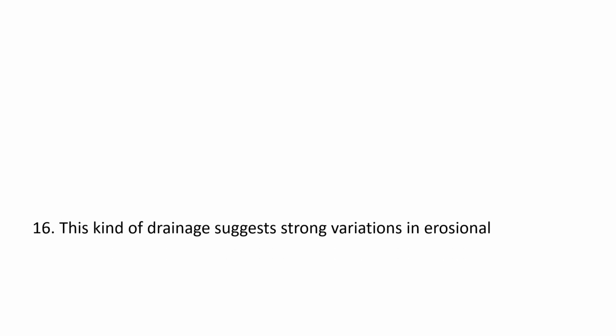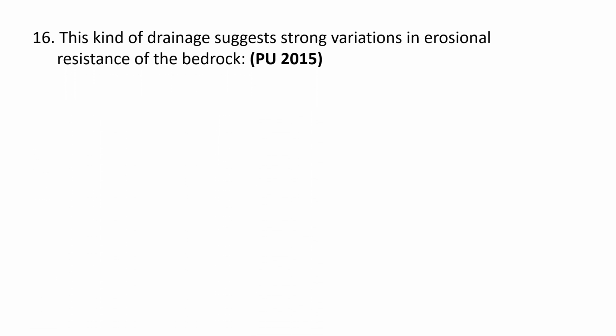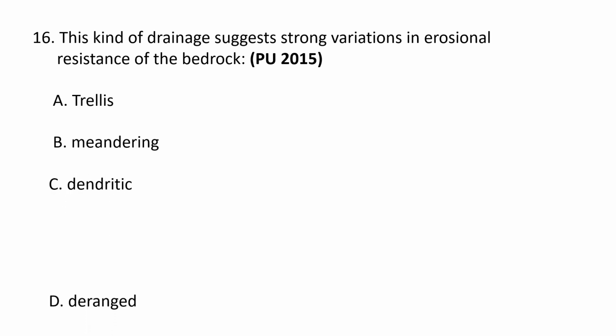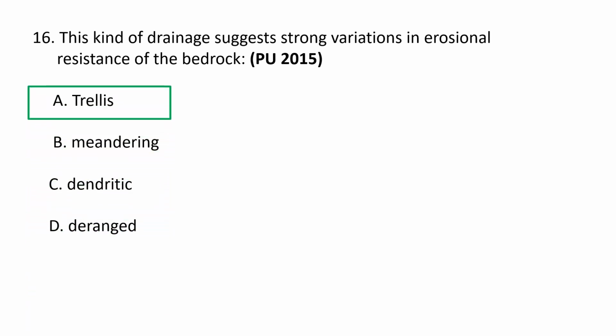Next question. The kind of drainage that suggests strong variations in erosional resistance of the bedrock is A, trellis, B, meandering, C, dendritic, and D, deranged. So the correct option is A, trellis. A trellis drainage pattern strongly suggests variations in the erosional resistance of the bedrock, as it develops in areas with alternating bands of resistant and non-resistant rocks.